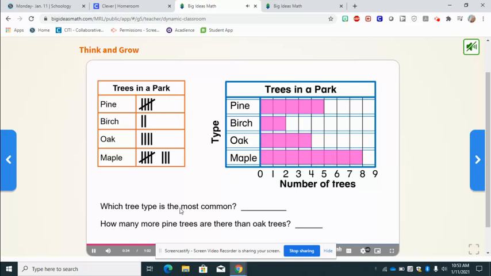Which tree type is the most common? The bar for maple is the longest, so the most common tree type is maple. How many more pine trees are there than oak trees? There are 5 pine trees and 4 oak trees. 5 is 1 more than 4, so there's 1 more pine tree than oak tree.